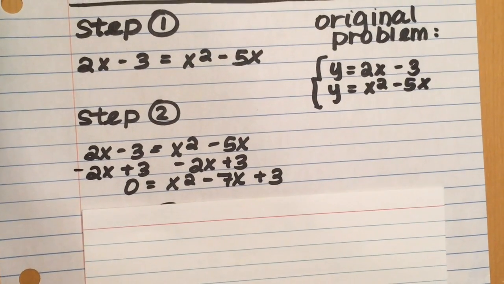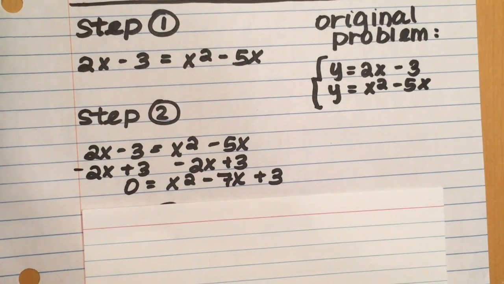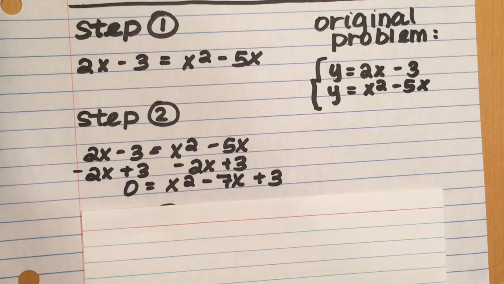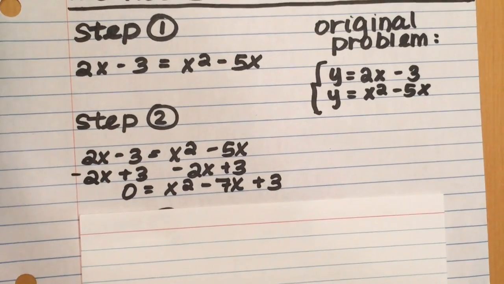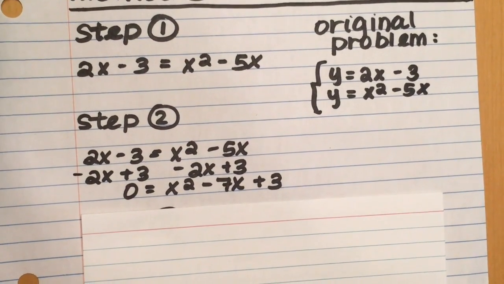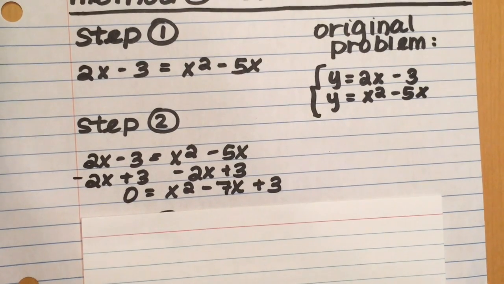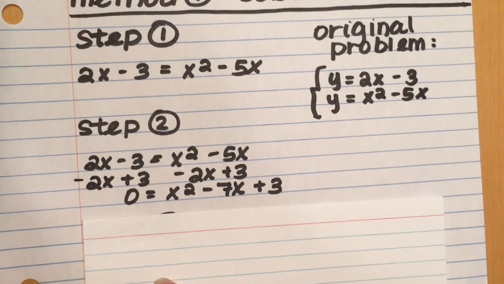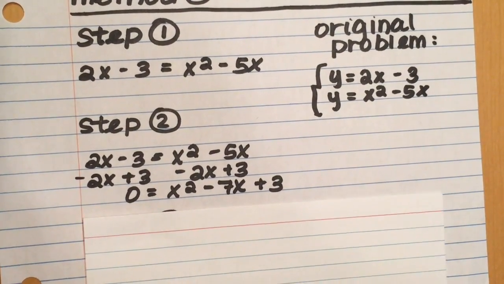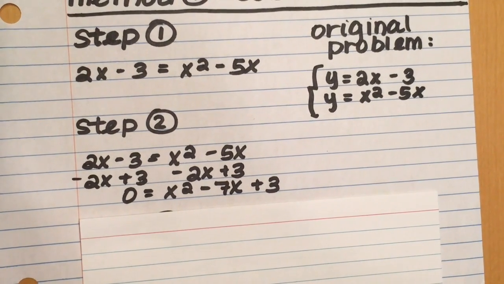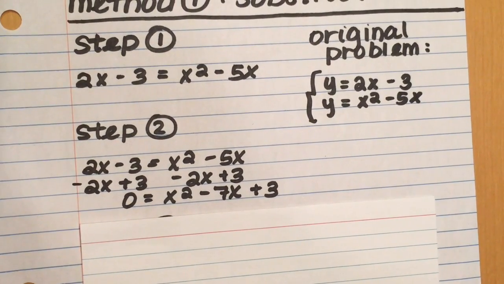Step 2. Make sure all the variables are put to one side. This will give you a product equal to 0. 2x minus 3 must be turned into negative 2x plus 3 and added to the opposite side to equal 0, which gives 0 equals x squared minus 7x plus 3.